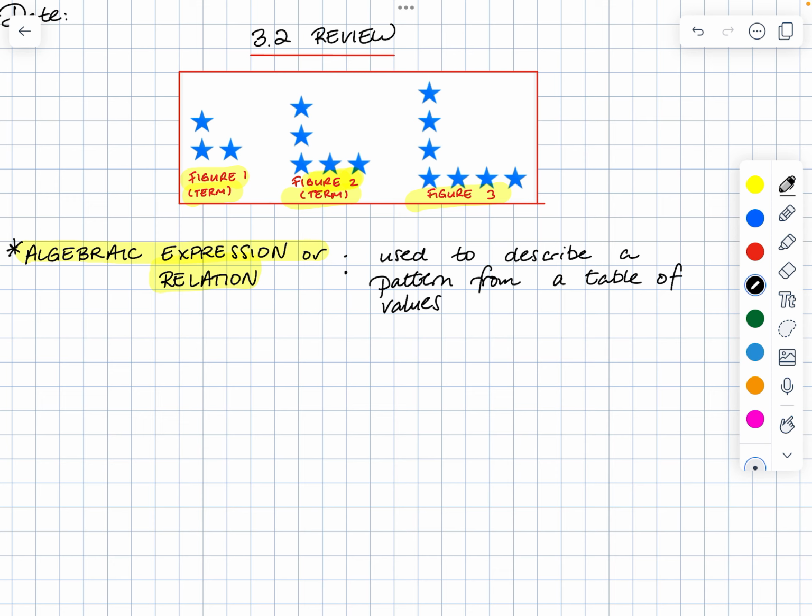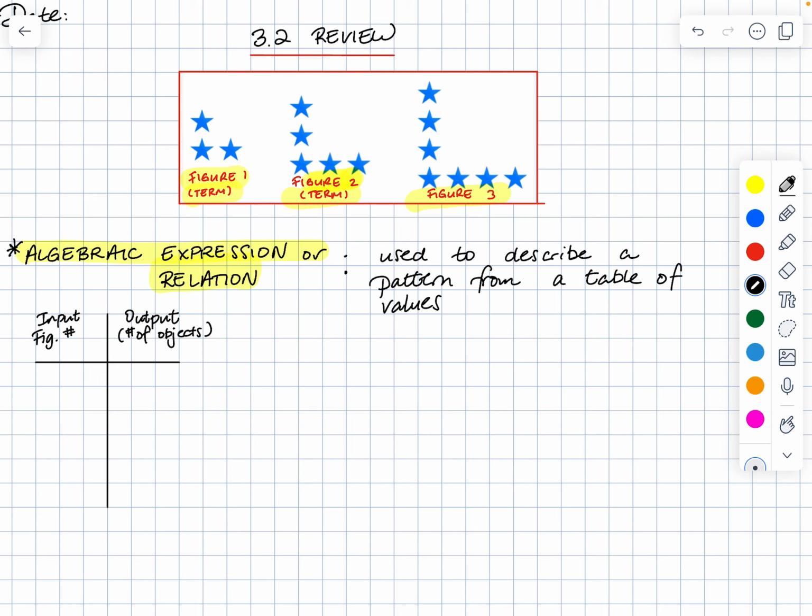So please copy down this t-table here. We're going to create a t-table or a table of values based on the picture of stars. I'm going to call this input, and then you should know that the right side of the t-table is going to be output. Now, typically we would have X and Y, but we're going to use the context of the stars here and call this our term number or figure number. And then the output is going to be the number of objects. So in this case, it's going to be stars.